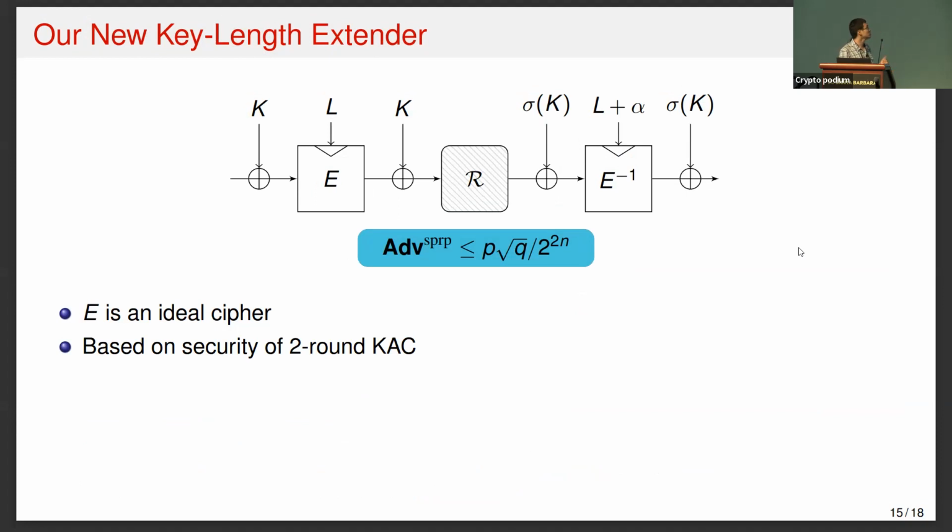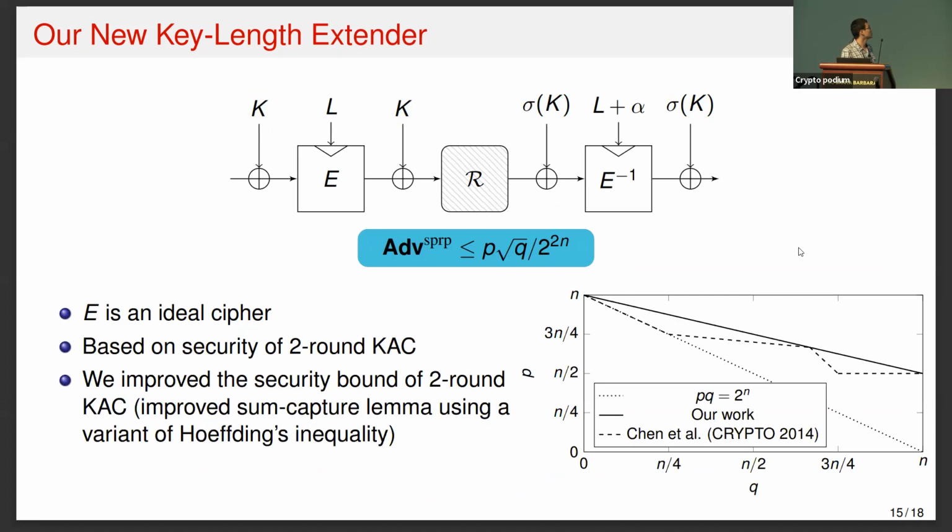But in order to use the security result of key alternating ciphers, we first need to improve the security bounds of two-round key alternating ciphers. You can see that from this graph here. This is the bound that's obtained from the result of Crypto 2014, while this is our security bound. We did that by improving the Stone capture lemma using variants of a software inequality. This actually gives us an improved security term in bad events, which leads to better security bounds.